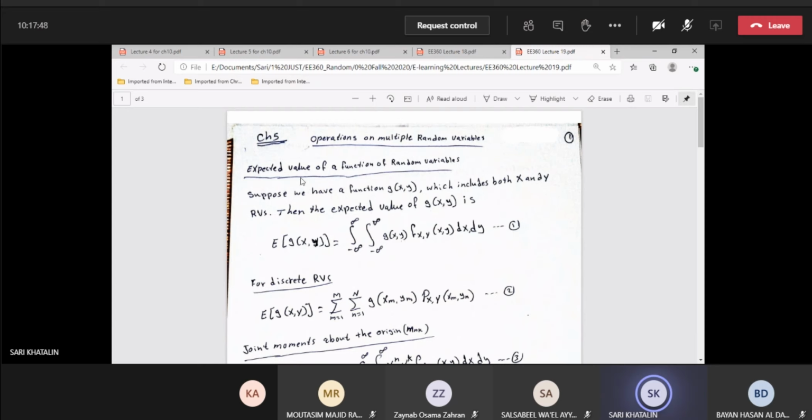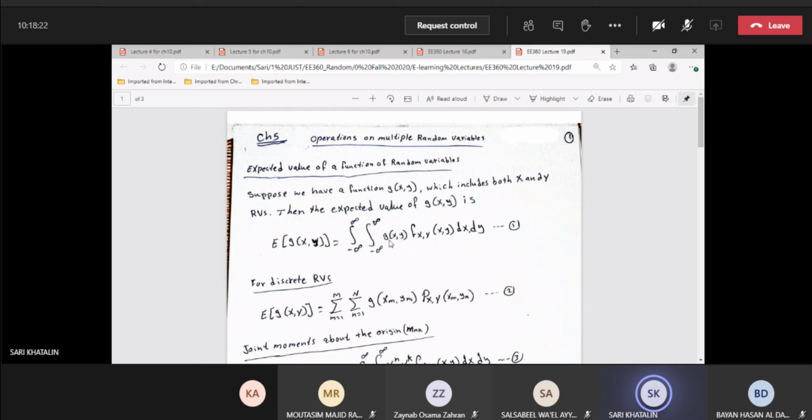So the first thing we're going to briefly talk about is the expected value of a function of random variables, where the function is a function of X and Y together, G. And of course, if we have a function, we did that actually back in chapter 3. So this equation is very similar to what we talked about for expectation in chapter 3. The only difference is that there we had the PDF, and in here we have the joint PDF of X and Y. And this is the function.